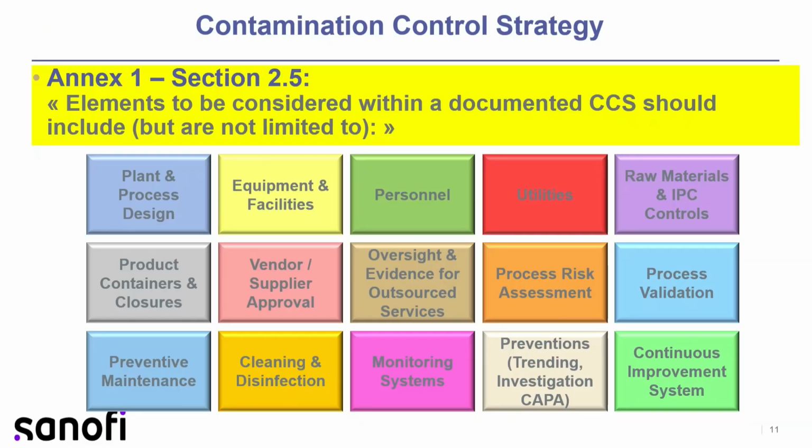Annex 1 defines 15 elements to be considered within a documented contamination control strategy, included but not limited to, as an example, personnel, utilities, equipment and facilities, but also process design, and also key systems, for example preventive maintenance, cleaning and disinfection, process risk assessment, monitoring system, prevention with trending, investigation and CAPA systems, and all of that must also be in the continuous improvement system.